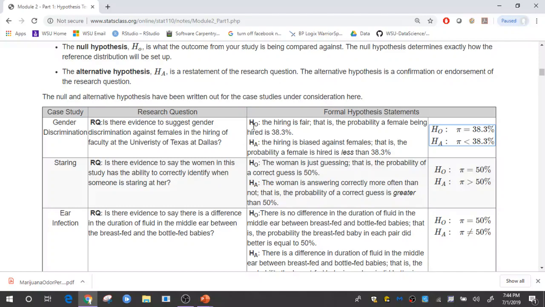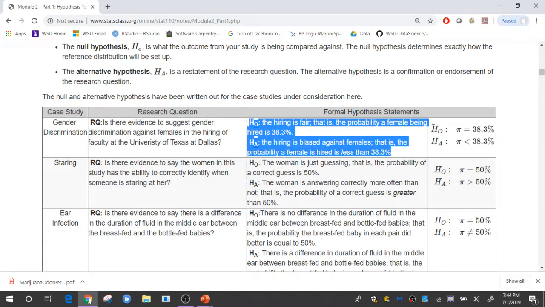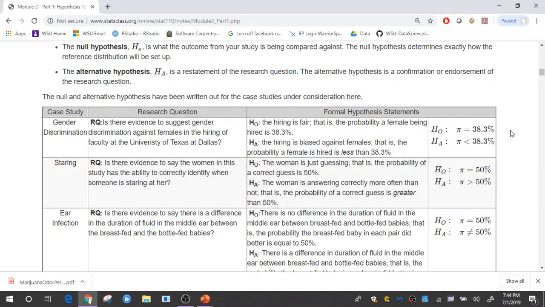So here I have it stated in words, and over here in the far right column we have it stated with just the parameter. So the H naught is that parameter, which again is the probability that a female is going to be hired under a fair situation. That's that 38.3%. The alternative is where our research question goes, and there we believe that the female rate was less than that 38.3%. Or that we had discrimination taking place against females. And that's represented in the HA over here in the right column.